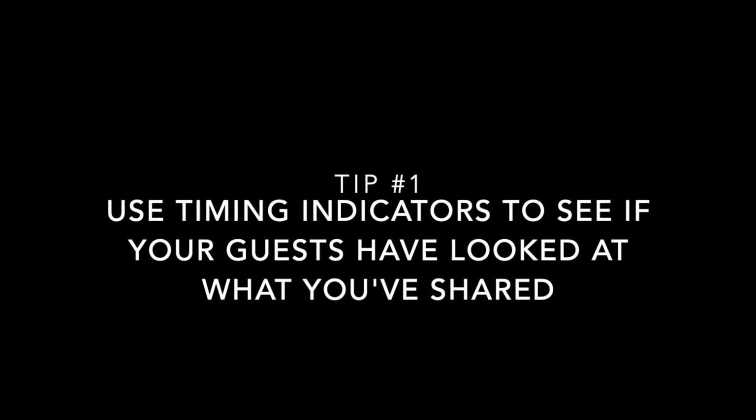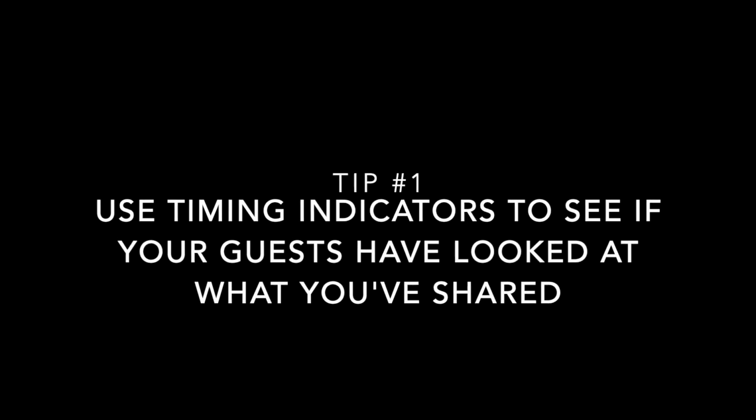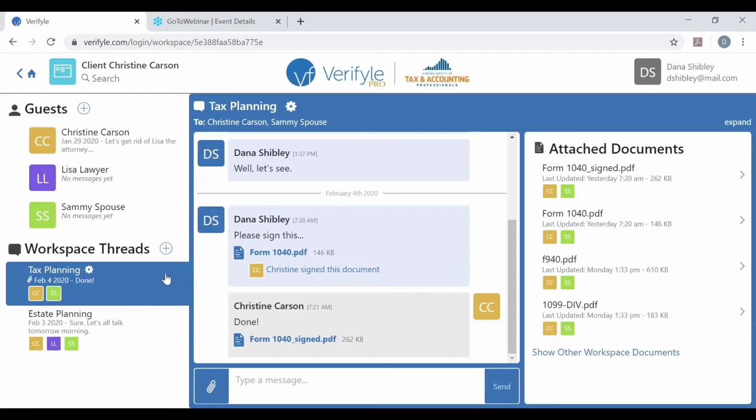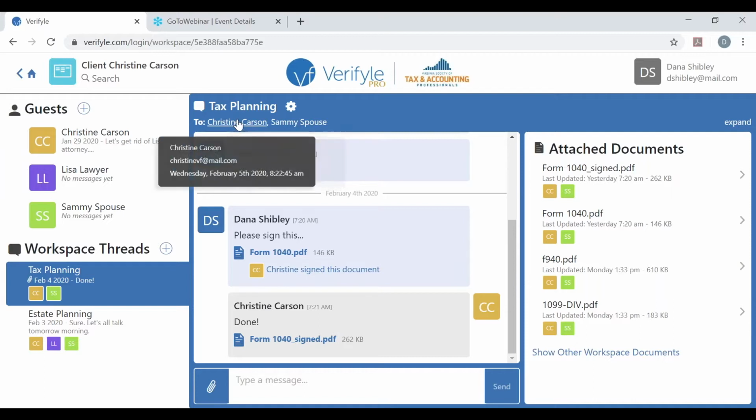Tip number 1, raise your situational awareness by using timing indicators. Here you can see that I'm working inside of the WORKSPACE thread called Tax Planning. This WORKSPACE thread is inside the workspace called Client Christine Carson. In this WORKSPACE thread, I'm communicating with Sammy Spouse and Christine Carson. If I click on Sammy Spouse's name, I can see that he has not yet viewed the content inside of this WORKSPACE thread. However, if I click on Christine Carson's name, I can see that she last viewed this content on Wednesday, February 5th at 8:22 a.m.